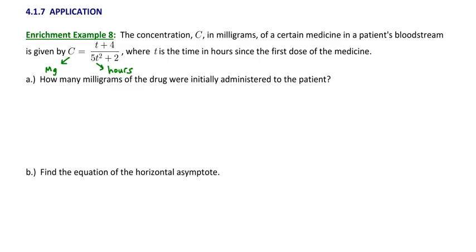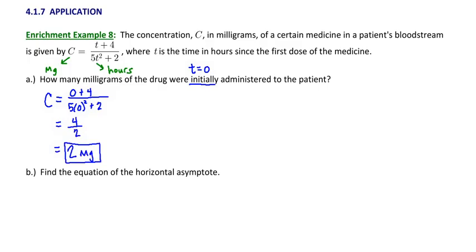Part A, how many milligrams of the drug were initially administered to the patient? So the key word here is initially. Initially means at the beginning of the dose or at time 0. So I want to figure out the concentration when t is equal to 0. So we're going to plug 0 in for t everywhere we see a t in that function. And this gives us a numerator of 4, a denominator of 2, which of course reduces to 2. This is the concentration of the drug in the bloodstream in milligrams. So at the beginning of the dose, the patient was given 2 milligrams of the drug.